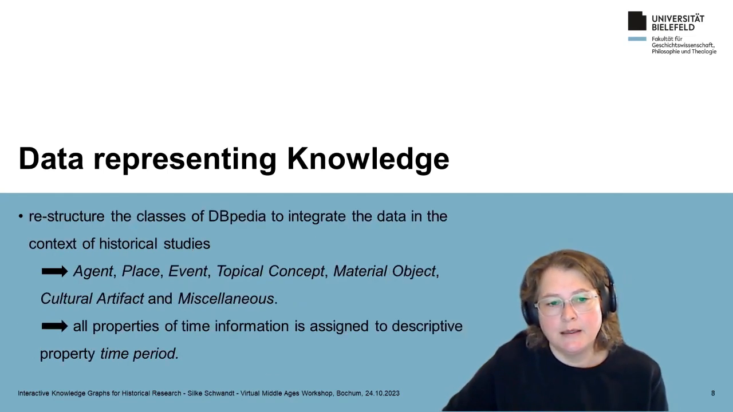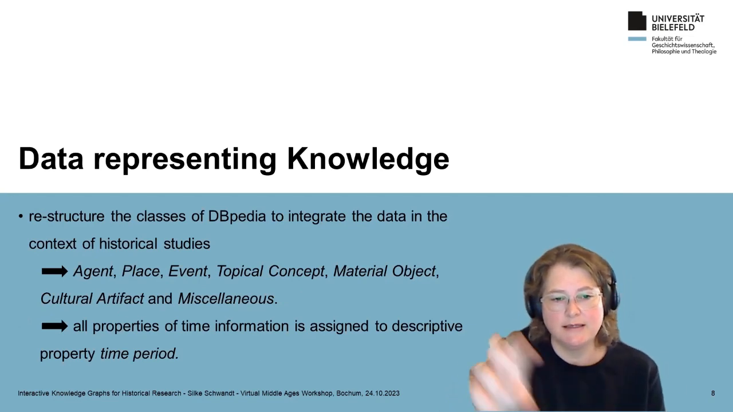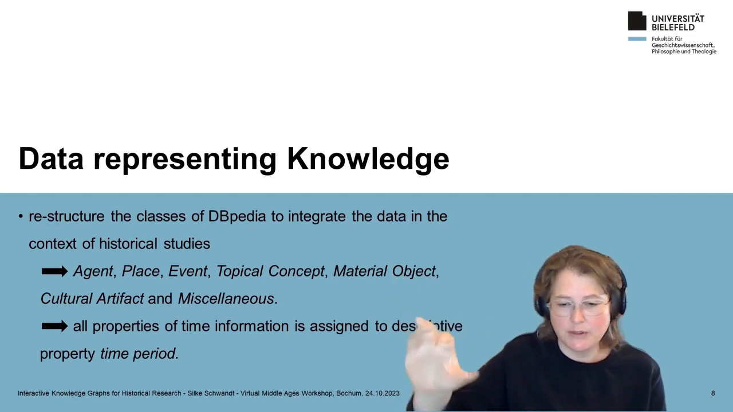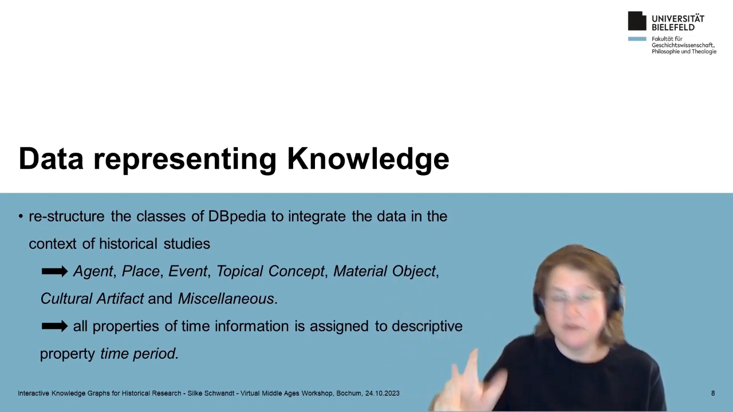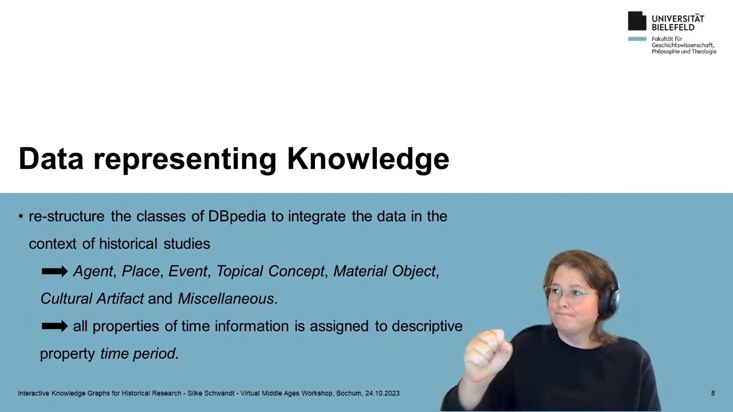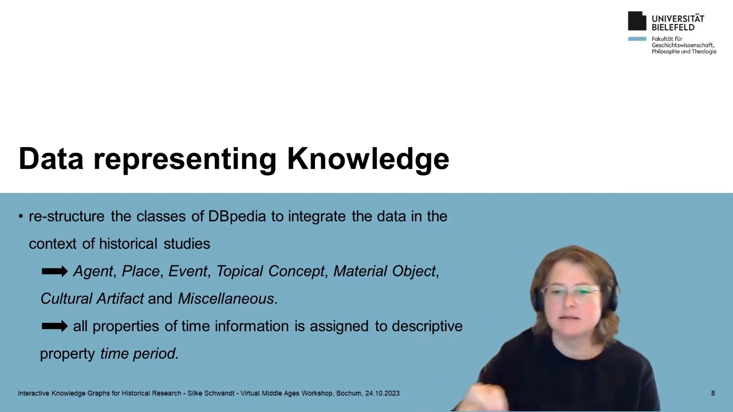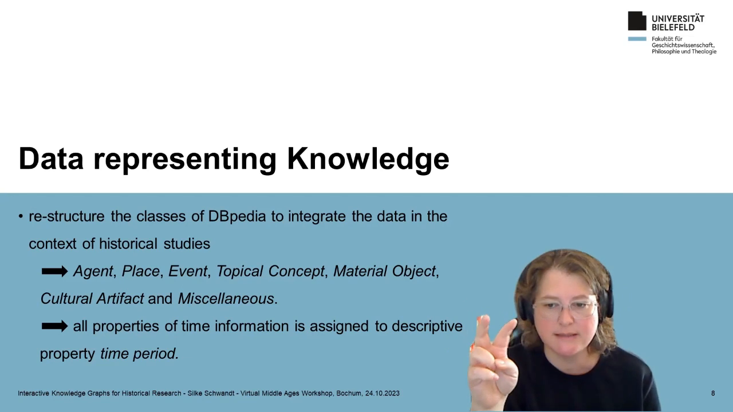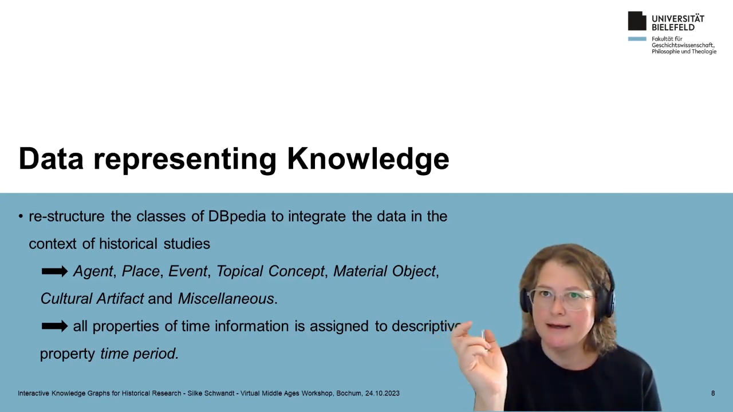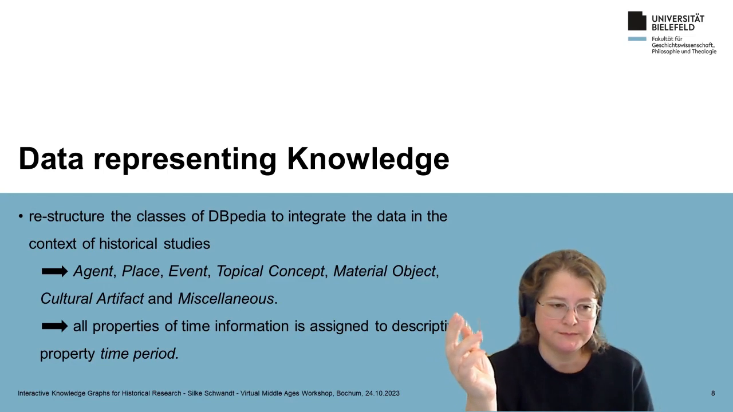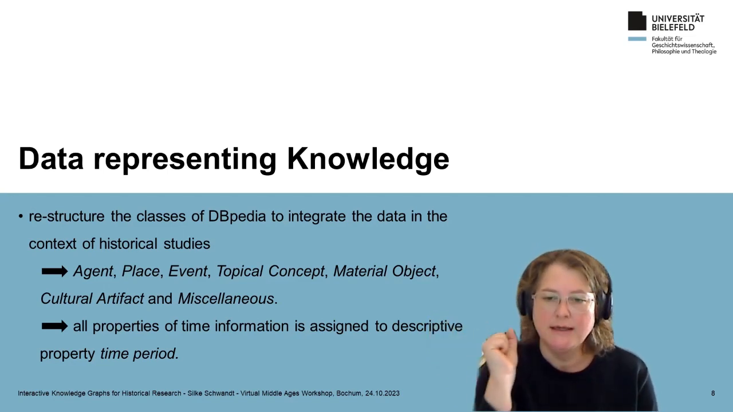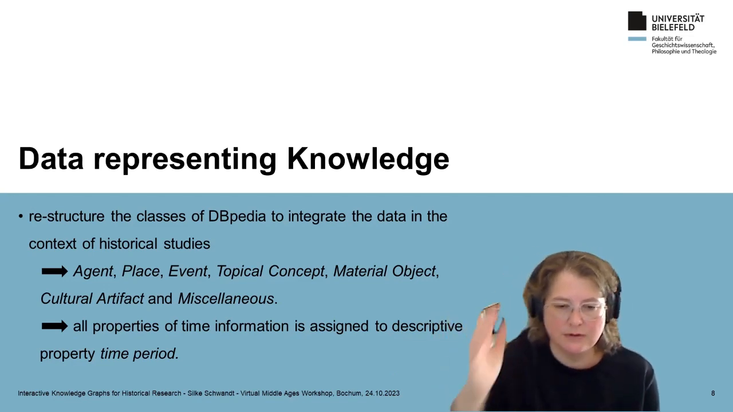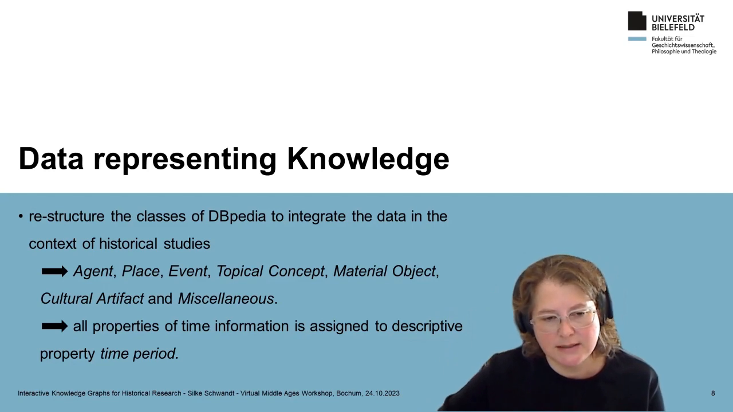But if you look at the categories that are put on this slide, we tried to do it as general as possible. So we've got agents, places, and events. We've got topical concepts, something like the French Revolution or historicity. We've got material objects, so books, architectural things, cultural artifacts, very closely related, but cultural artifacts can also be the publication of the relativity theory. And then it's not only a book, but rather a cultural artifact. And of course, miscellaneous, which you kind of always need when you design data sets or data models.